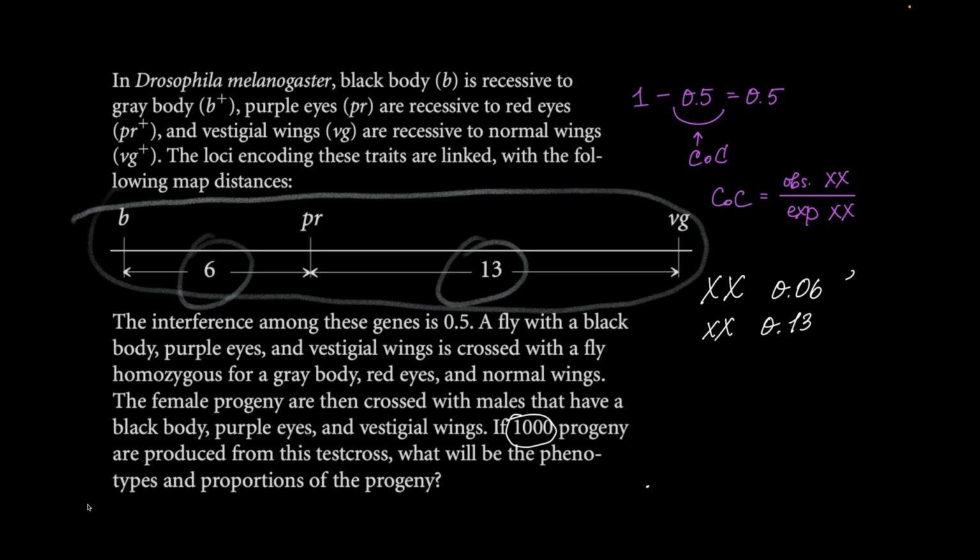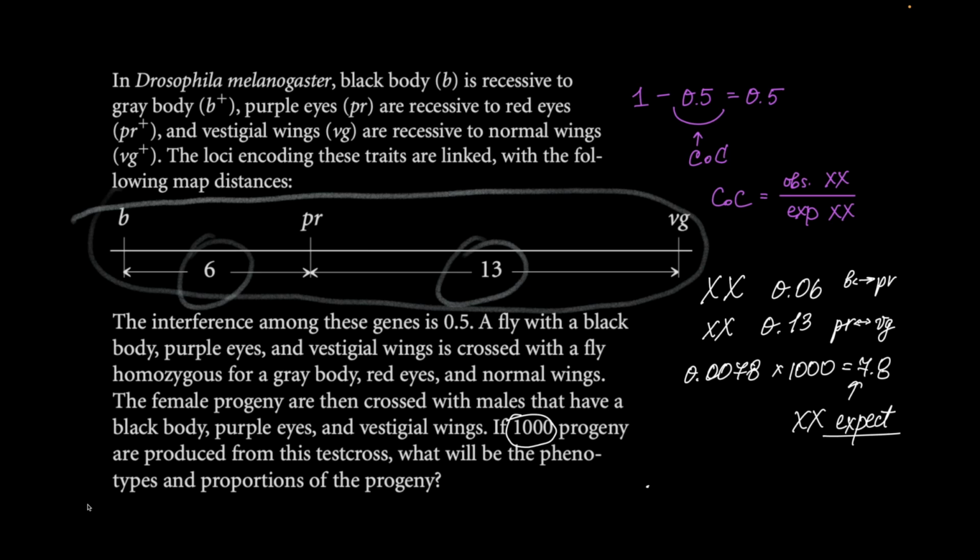This would be between B and PR. They nicely already told me that PR is my middle gene. And this is the distance between PR and VG. So then when I multiply these two, I get 0.0078. That multiplied by 1,000 will give me 7.8. That is the double crossovers that I expect, assuming that they are independent.